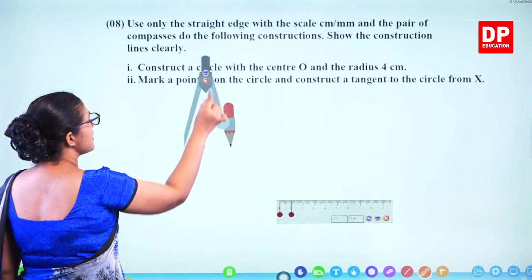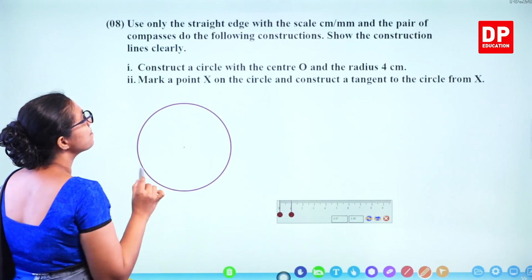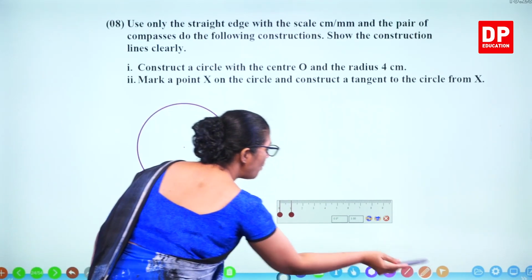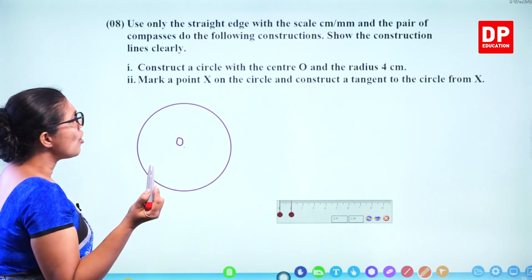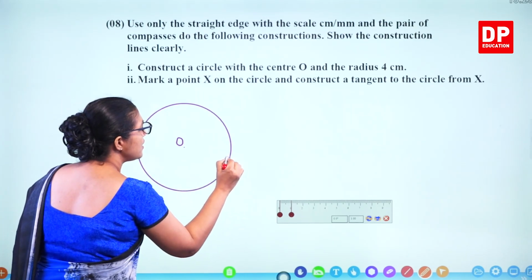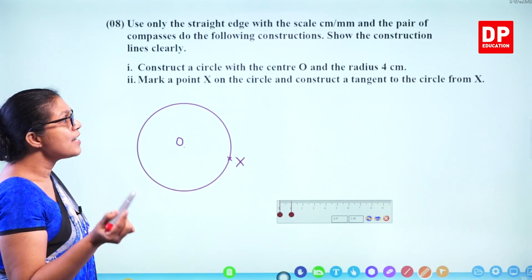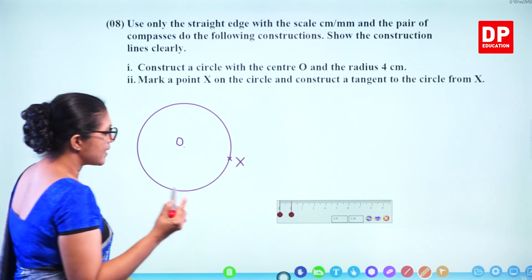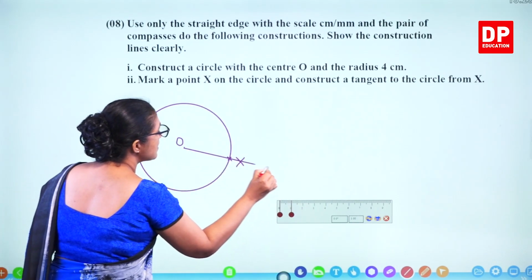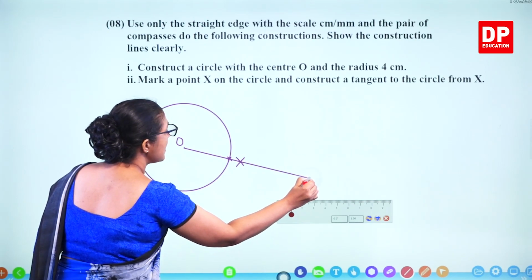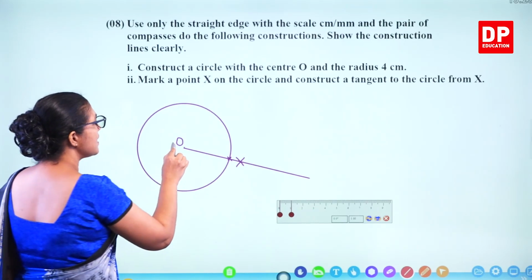And you can draw the circle. And then mark the center O. Mark a point X on the circle. We'll mark any point here. X on the circle and construct the tangent to the circle from X. So that means when you connect this line with the center, the tangent means it's perpendicular to this line.